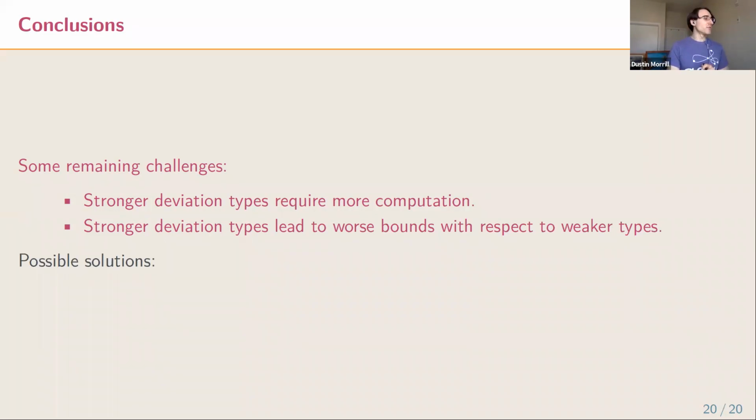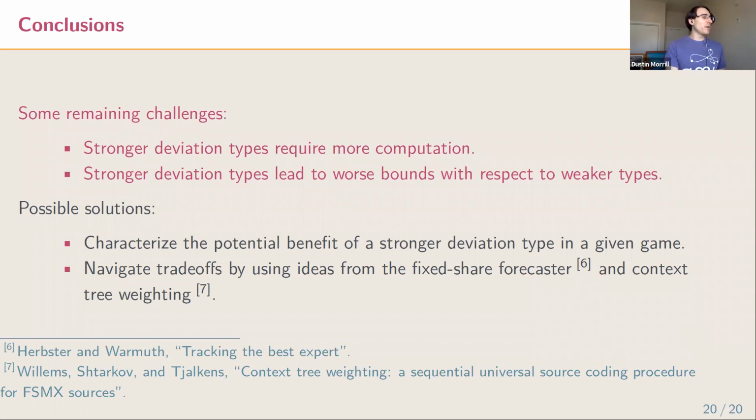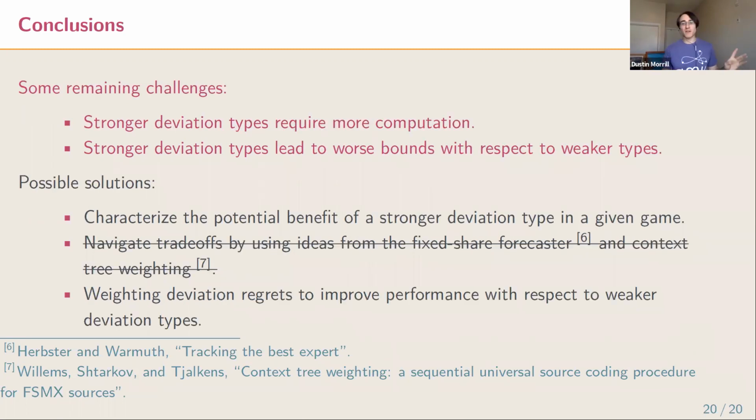So some possible solutions for this. We can characterize the potential benefit of a stronger deviation type in a given game. That's maybe one route that would let you, given a particular game, design some deviation types that will work better without too much cost. Another thing that would be even better would be to automatically navigate these trade-offs using ideas from the fixed share forecaster and context tree weighting that deal with these large classes of experts. Unfortunately, I've done some work on this, and it doesn't look like this is going to be feasible.